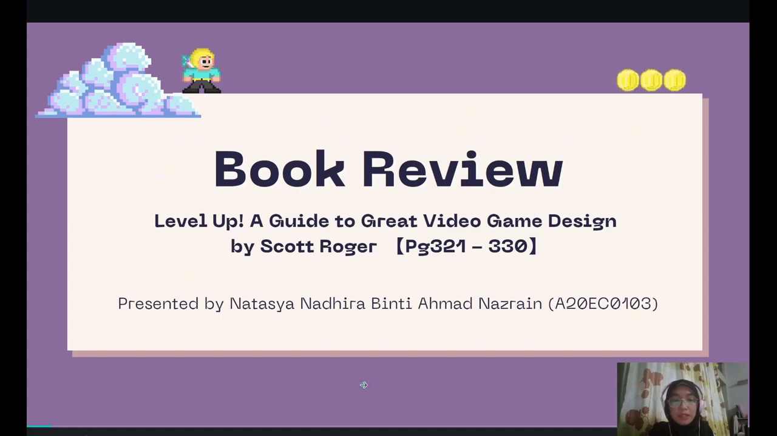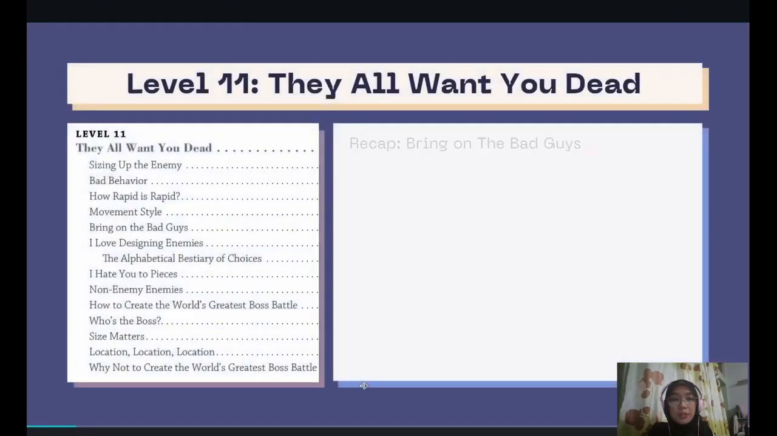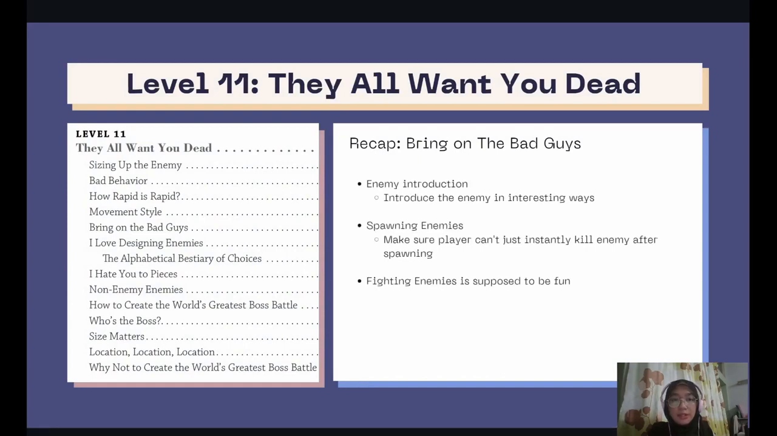My name is Natasha Nadira, and this is my book review for Level Up, A Guide to Great Video Game Design by Scott Rogers, for pages 312 to 330. Currently we're at Level 11, They All Want You Dead, and I will be focusing on bring on the bad guys and also the alphabetical bestiary of choices. So a quick recap, we already have 3 points.